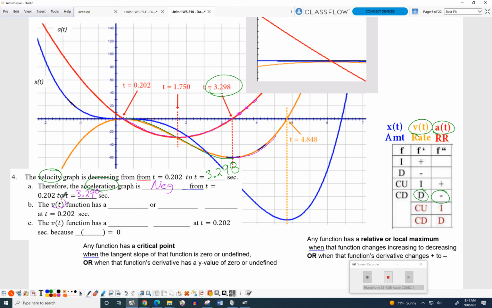The velocity function has a blank or blank at this time, so we're looking right here. That would be a relative max, relative or local max. And therefore the velocity function also has a critical point there, because the acceleration has a value of 0 at that point.